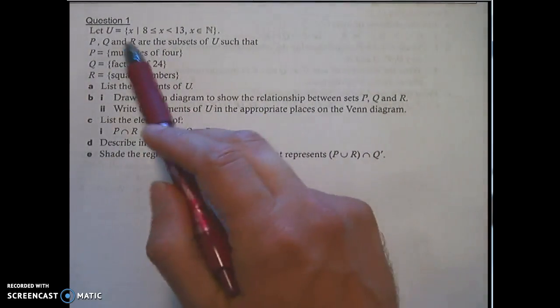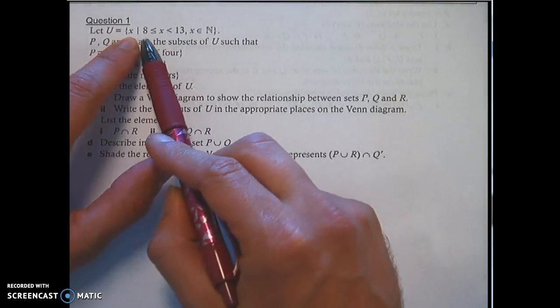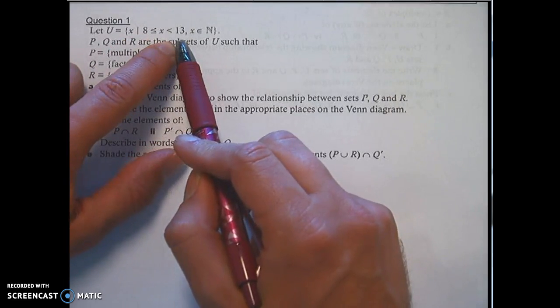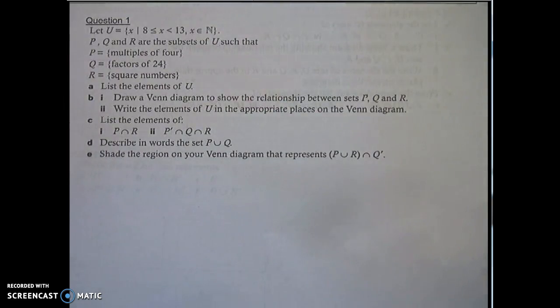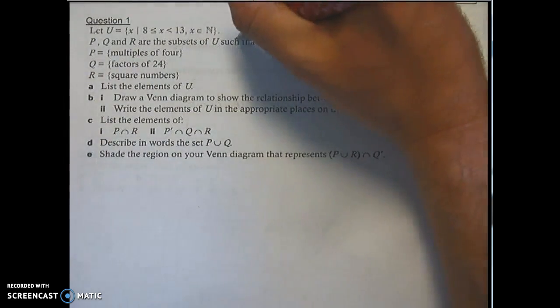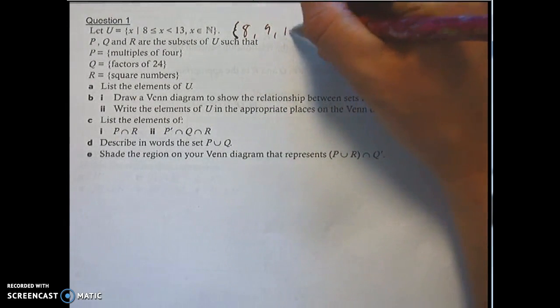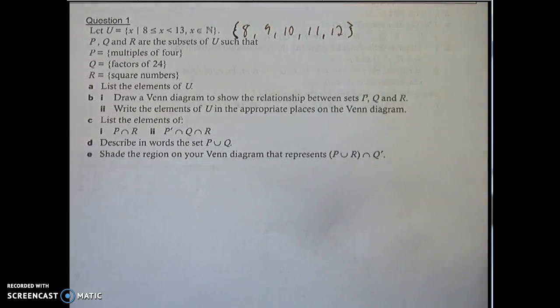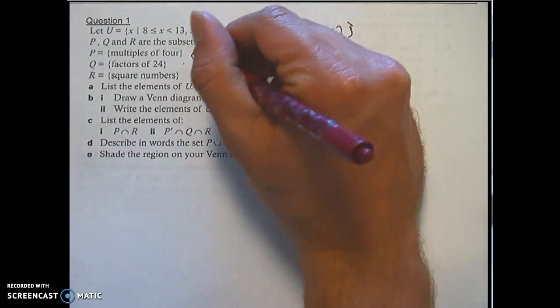It says, let U, which stands for the universe, be x's such that the x's are between 8 and 13, not including 13, and they're natural numbers. Natural numbers are just the counting numbers starting with 0. So the universe is simply 8, 9, 10, 11, and 12. That's the whole universe. It's those 5 numbers. Now, P is multiples of 4 within that universe, so that would just be 8 and 12.